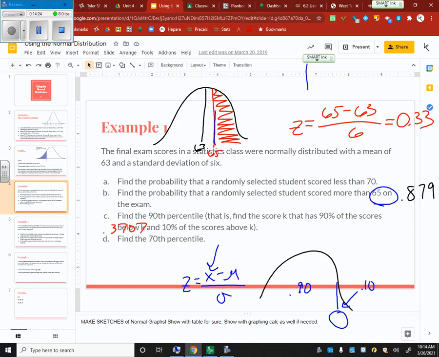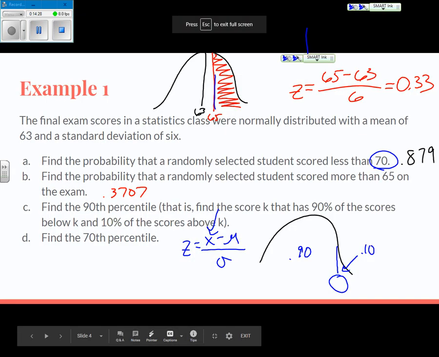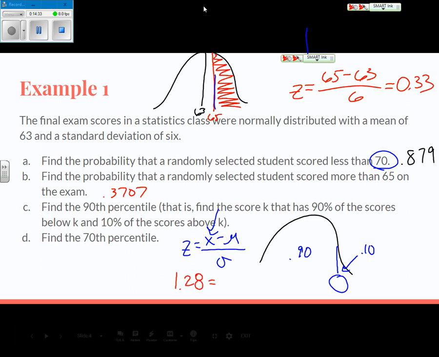Let me go back and write that down. So for this z, I'm going to put in a 1.28. That's my z-score for someone that scored in the 90th percentile. Remember, I'm trying to get my hands on x right here. Do I know what mu is? It's the mean, 63. Do I know what sigma is? 6. It's my standard deviation. Can we solve that for x? Yeah. We did that a couple nights ago on the homework.